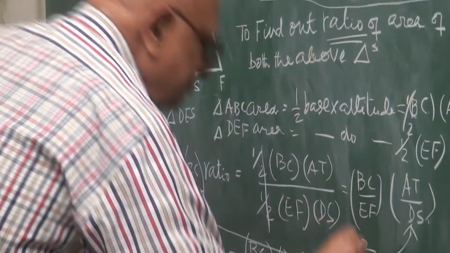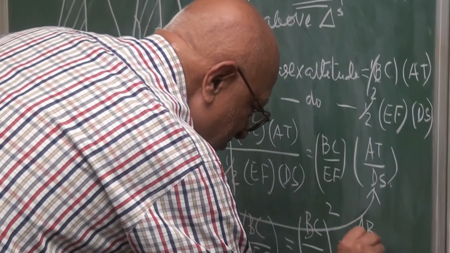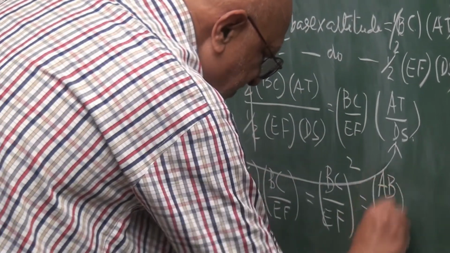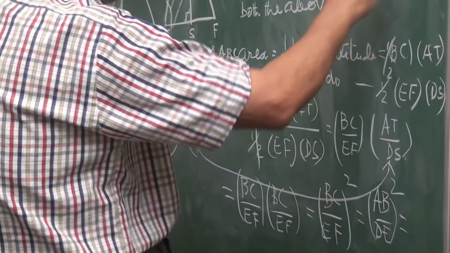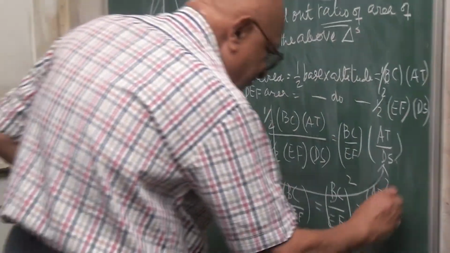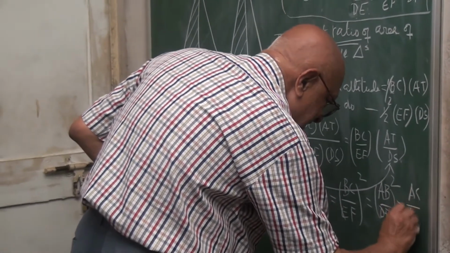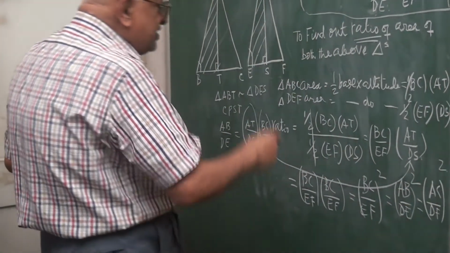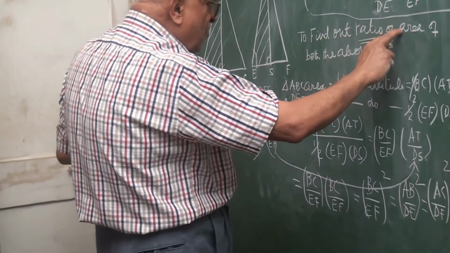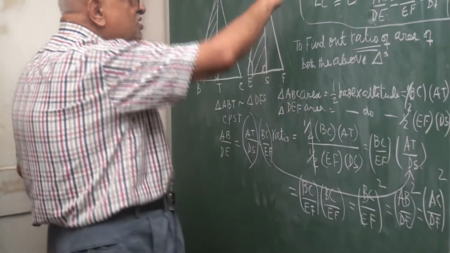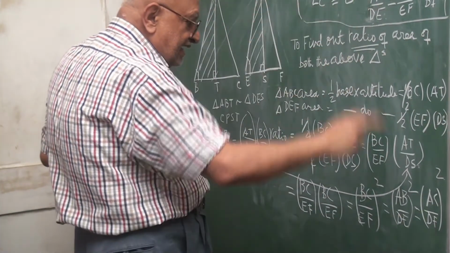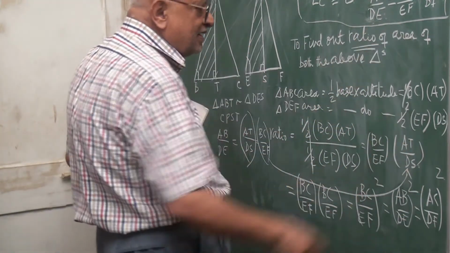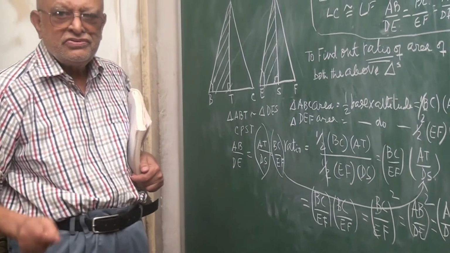Any of these ratios now, BC by EF, it will also be AB by DE square, and this will also be equal to AC by DF square. So the ratio of areas of two similar triangles is the square of the ratio of their corresponding parts. Okay? Stop.